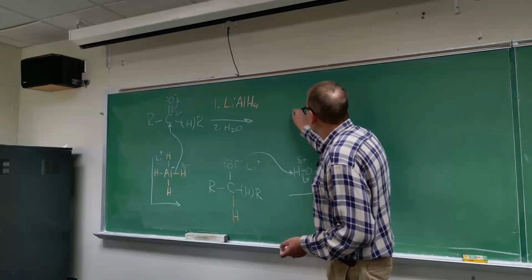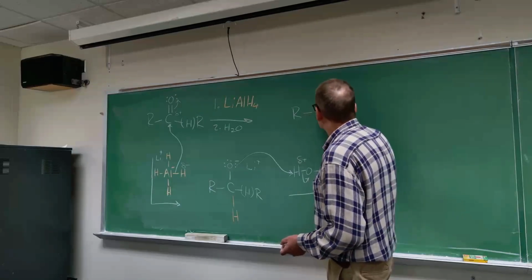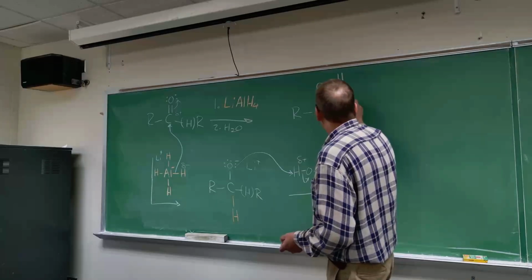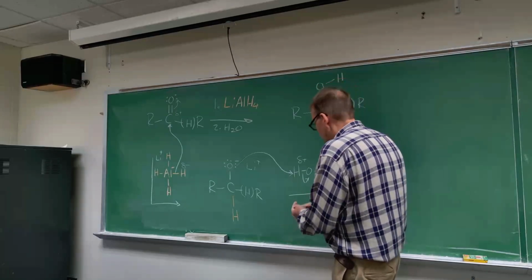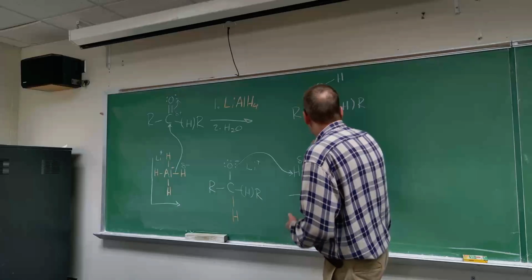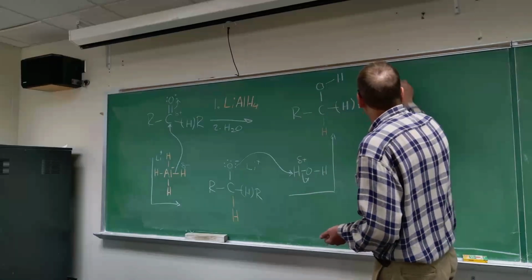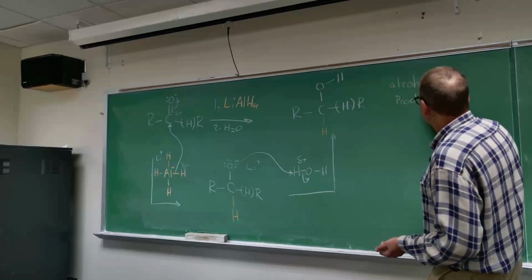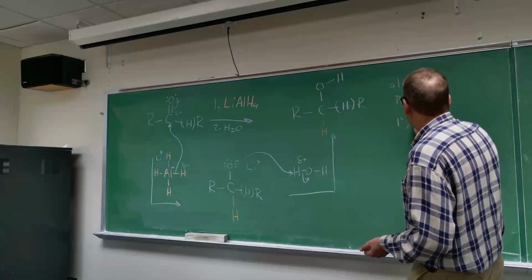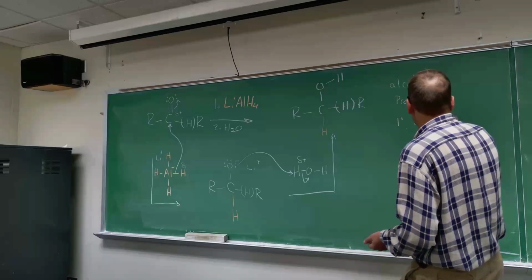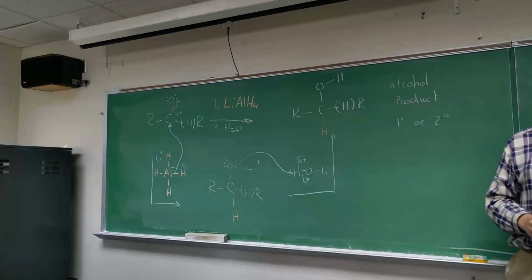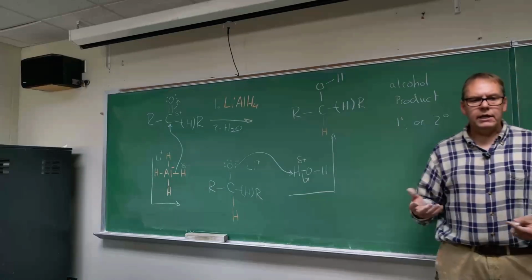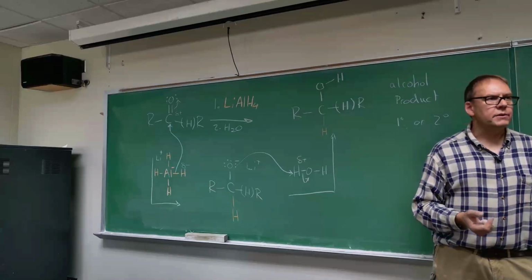But what happens in the second step is the oxygen, the O-, grabs a proton off of the water, and you end up getting this species where we've got an alcohol, just like before. This is an alcohol product. It'll either be a primary or secondary alcohol, depending on whether you started with an aldehyde or ketone. If you start with an aldehyde, you get a primary alcohol. If you start with a ketone, you get a secondary. So it just depends on what the starting material is.